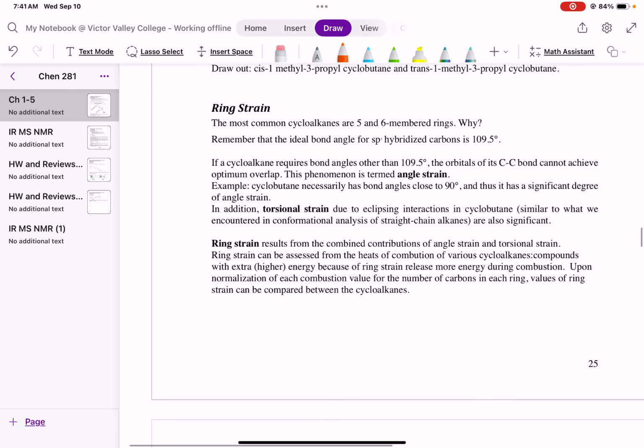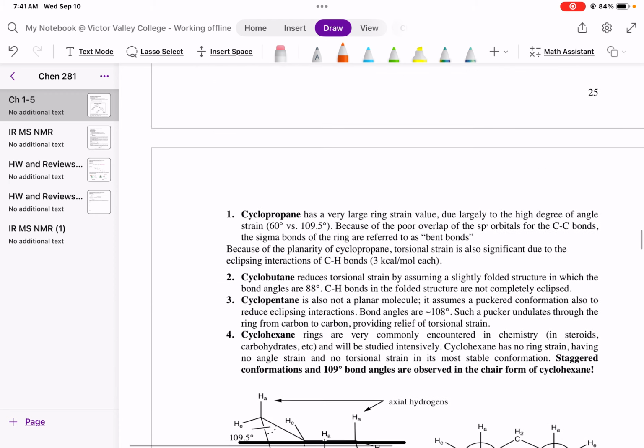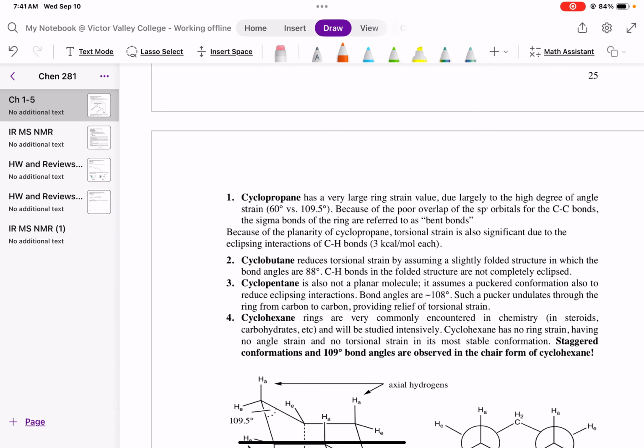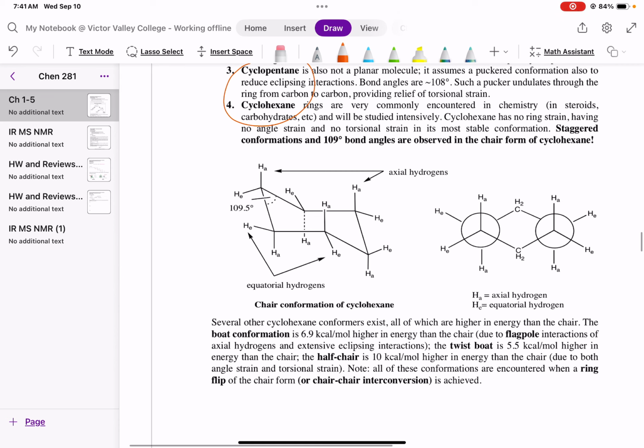In terms of ring strain, the best ones will be the 5 and 6 member rings, because the bond angle is closer to 109.5, the tetrahedral bond angle. But anything smaller like cyclopropane, cyclobutane, those are really constricted. That's why they're not stable. But when you get to cyclopentane and cyclohexane, those are the best.